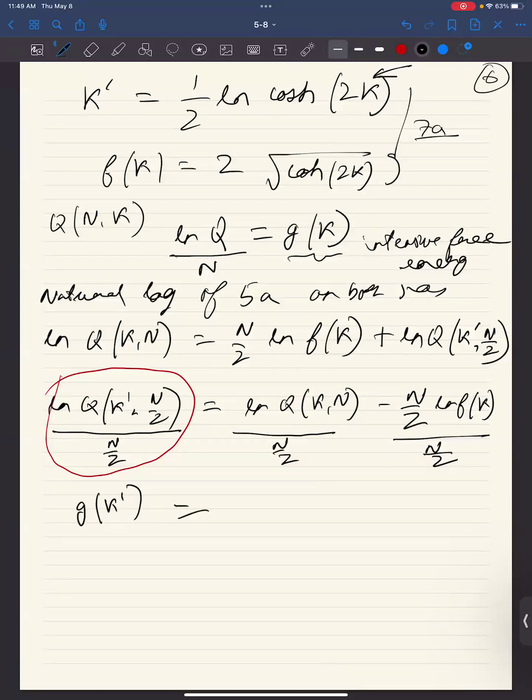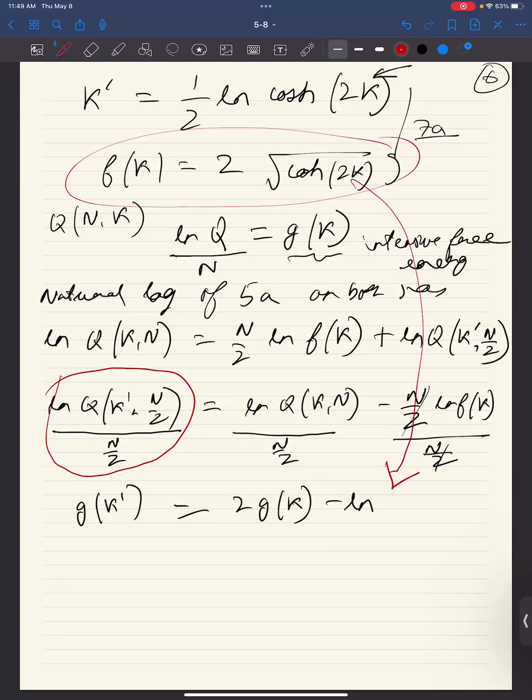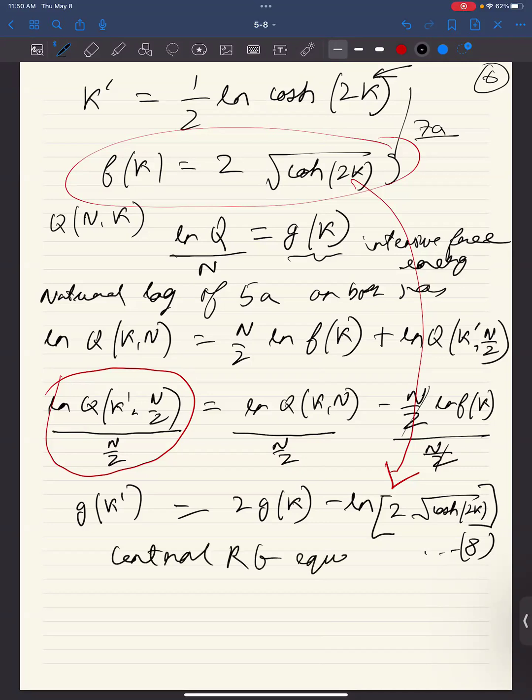What is this one? This is 2 g of k, right? Minus n by 2 cancels, minus ln f of k. And remember, we solved for f of k. We can bring that over here, and that becomes 2 square root of hyperbolic cos of 2k. Now, this is equation 8, and this is a recursion relation between the free energies of two systems with different coupling constants. This one is very important. This is known as the central renormalization group equation.